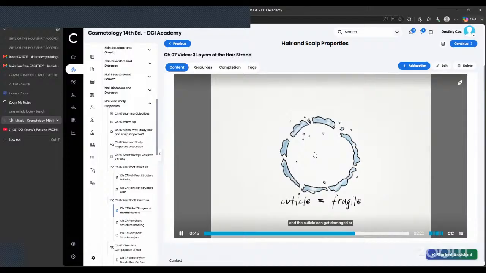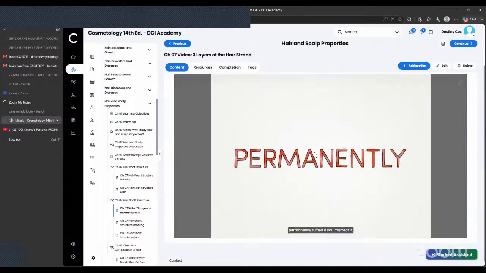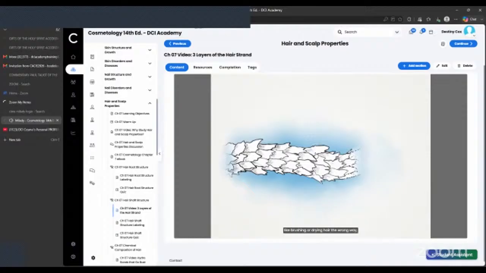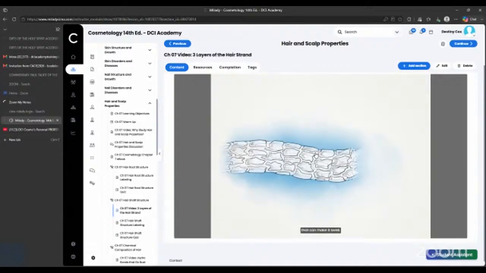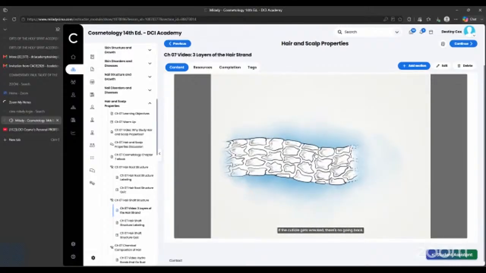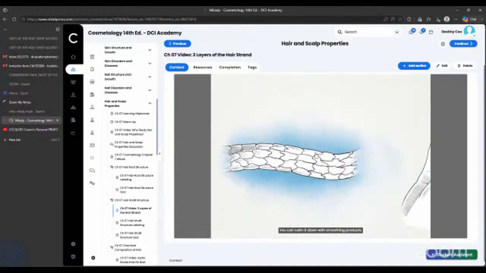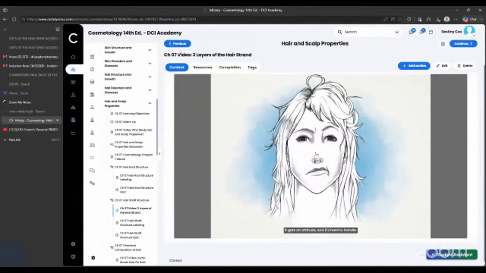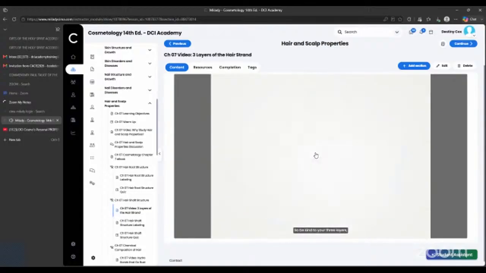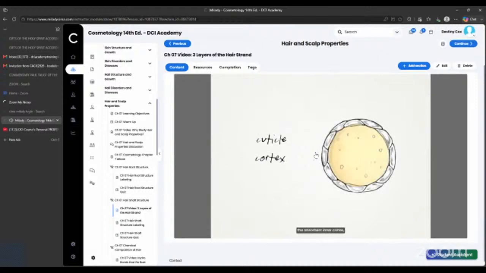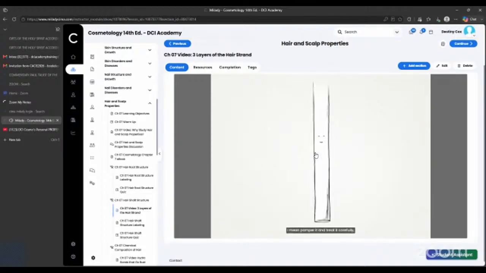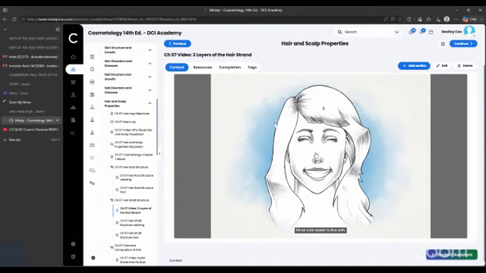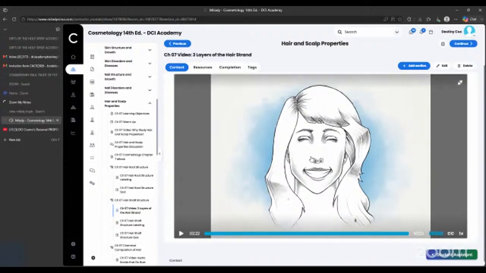Yeah? And the cuticle can get damaged or permanently ruffled if you mistreat it. Like brushing or drying hair the wrong way, exposing it to heat, sun, or wind, or abusing it with harsh chemicals that can make it swell. If the cuticle gets wrecked, there's no going back. You can calm it down with smoothing products, but they can only do so much. Once it's treated roughly, it gets an attitude, and it's hard to handle. So be kind to your 3 layers: the protective outer cuticle, the absorbent inner cortex, and the mysterious medulla. If you rub hair the right way, I mean pamper it and treat it carefully, it'll be a lot easier to live with. All right.